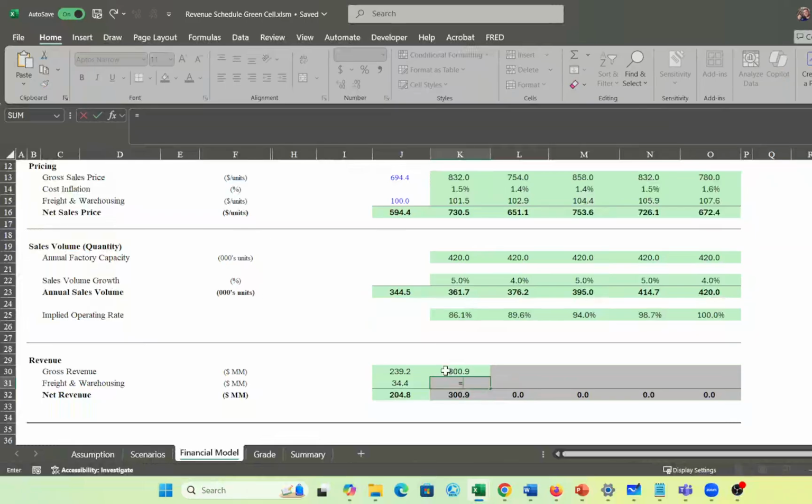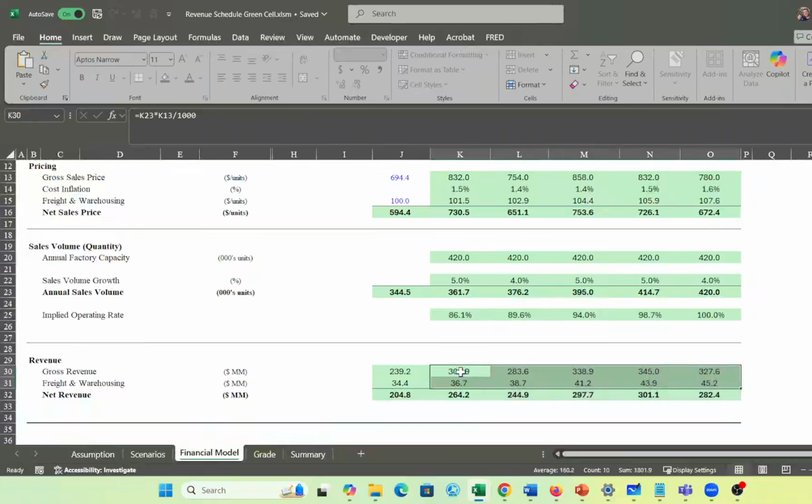And then what we're going to do is we're going to go to freight and warehousing. So what is that? That's per unit, the cost per unit. And I'm going to multiply that times the units. And then I'm going to divide by 1,000. You don't want large numbers here that make it very hard to read. So we want to divide by 1,000 just to make it easier. So those calculations are correct.